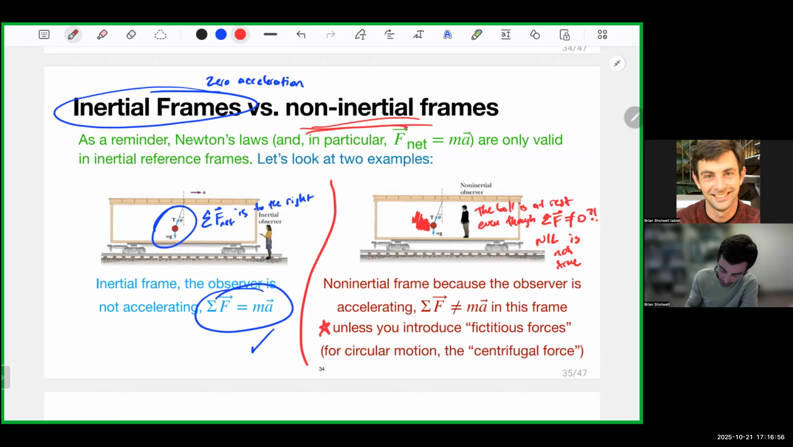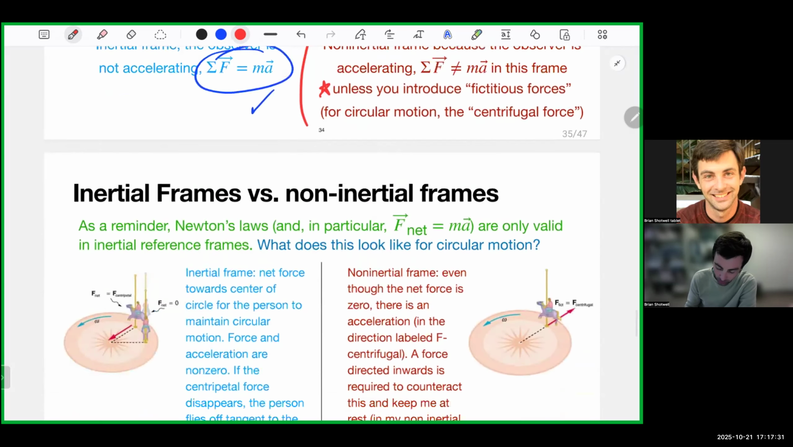That is, unless you introduce what are called fictitious forces. So if we invent a fictitious force, then you could say the ball's at rest and there's some fictitious force pushing it back, and now the net force is zero and the ball's not accelerating. So Newton's laws become true, but you have to introduce this fictitious force. I'm going to cross it out because we don't like introducing things that are fake, right? And that's exactly what's going on with the centrifugal force.